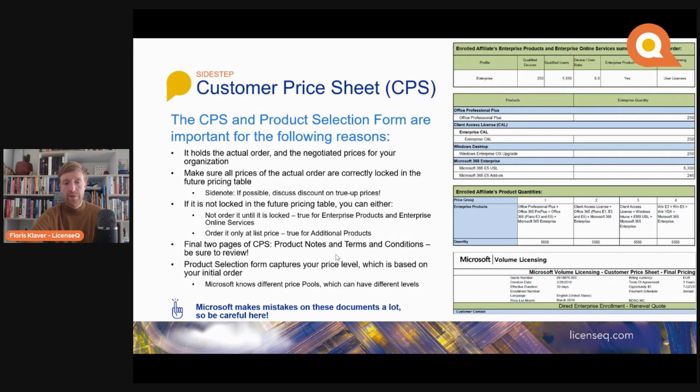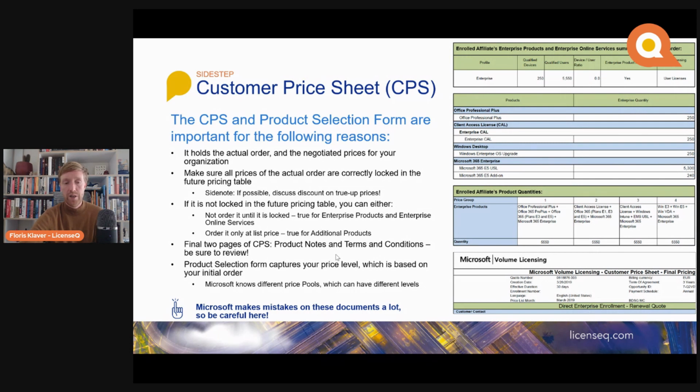So the final pages of the CPS contain product notes and terms and conditions. So that's something you want to watch out for as well, because you don't want to get surprised in the legal review that you're doing. Always review the customer price sheet.